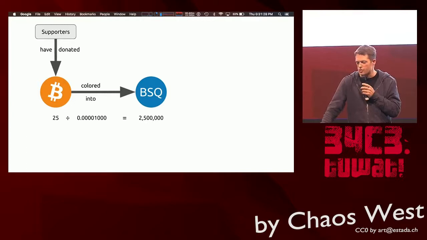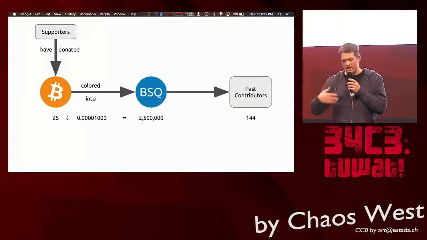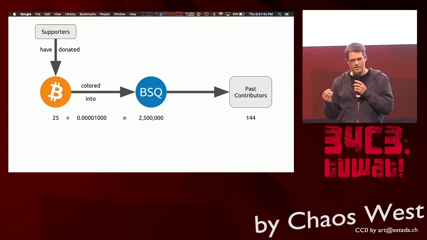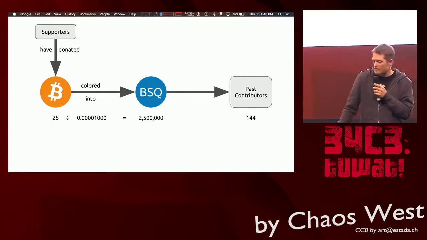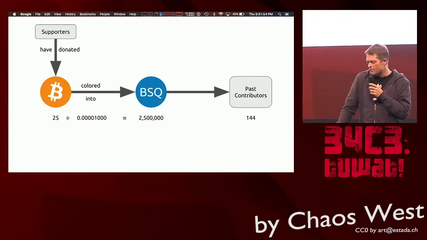We then distribute those 2.5 million BSQ to all of the past contributors, whoever helped Bisq come into existence and be the project that it is today. This process is called this idea of BSQ. It's a colored coin, and some may have heard of this. That's very different than the tokens and kind of ICO stuff that we see today so commonly.